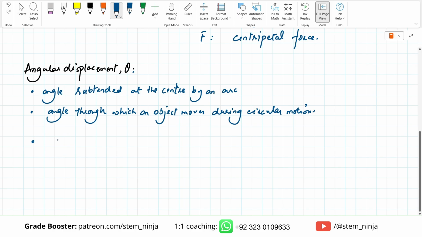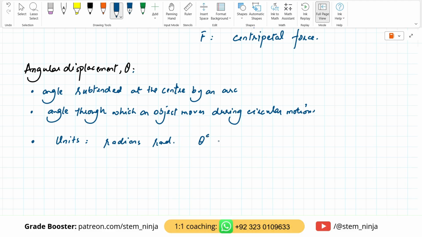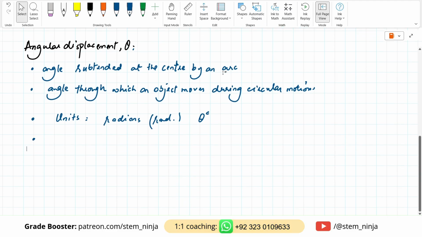Now, the unit for angular displacement is the radian, rad. We often represent the angle with a C on the top, which represents that this is the angle in radians. And obviously, this is a scalar quantity, not a vector quantity.